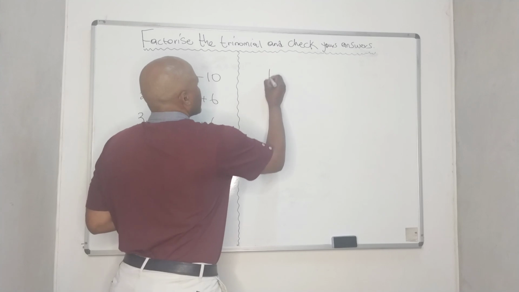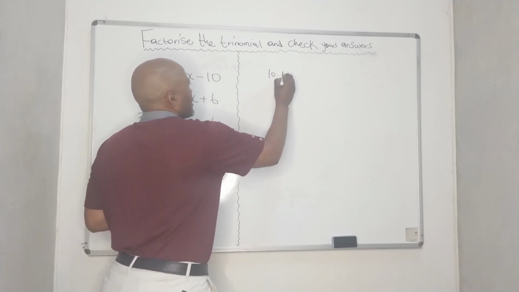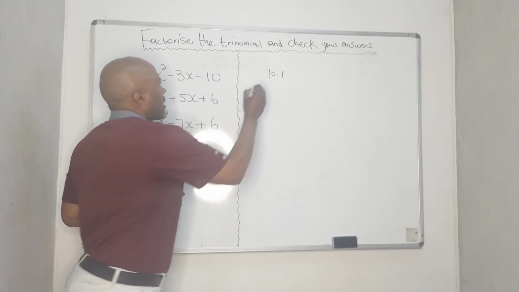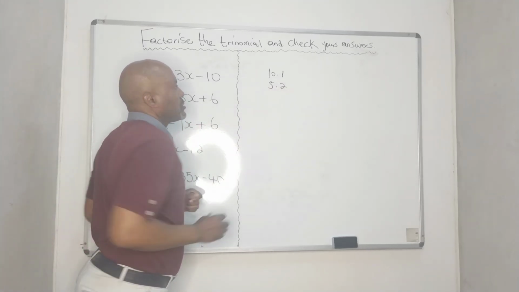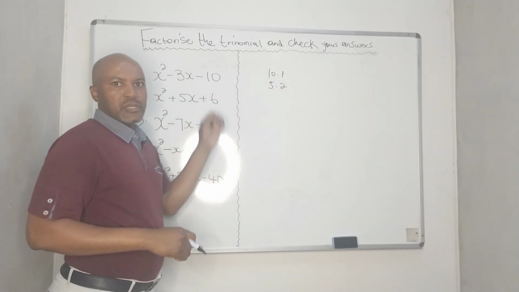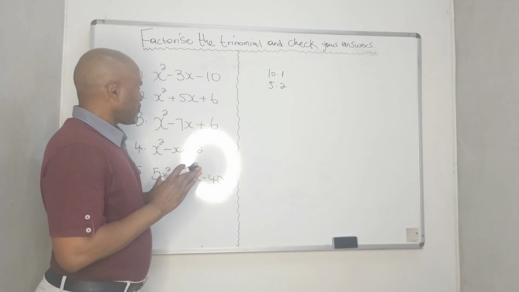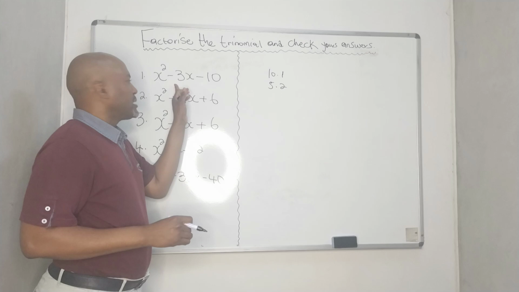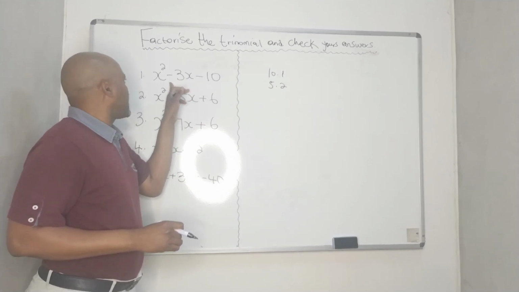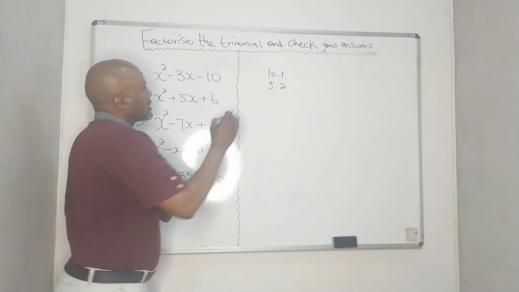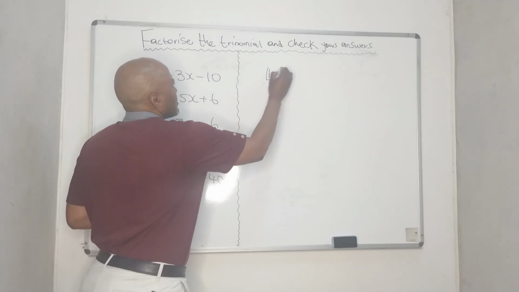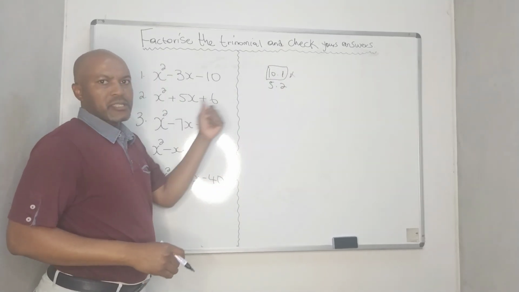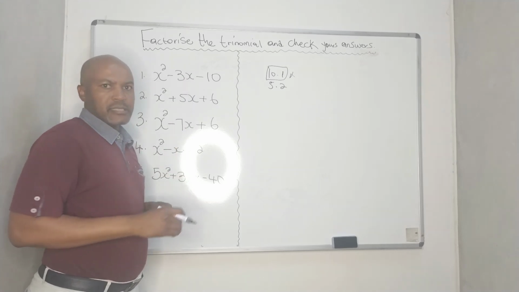We've got 10 and 1, right? This gives us 10. We've got 5 and 2. It gives us 10 as well. But now, which of those factors will give us the middle term, which is negative 3x? This one is out. 10 and 1 will never give us 3x.